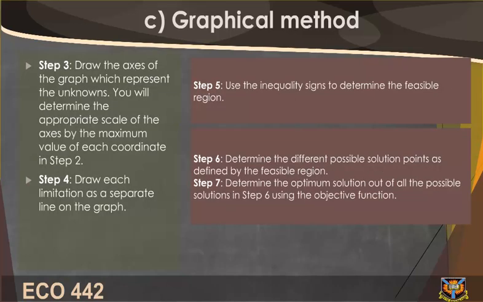Step 3. Draw the axes of the graph which represent the unknowns. You will determine the appropriate scale of the axis by the maximum value of each coordinate in step 2. Step 4. Draw each limitation as a separate line on the graph. Step 5. Use the inequality signs to determine the feasible region. Step 6. Determine the different possible solution points as defined by the feasible region. Step 7. Determine the optimum solution out of all the possible solutions in step 6 using the objective function.